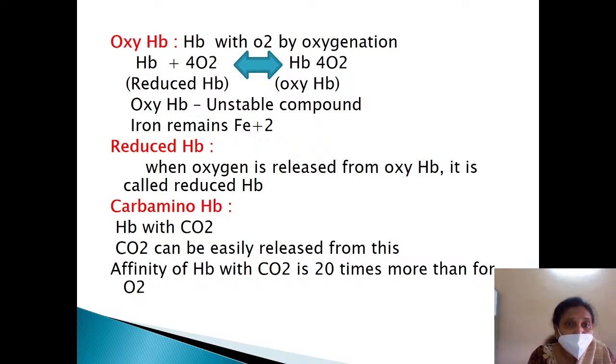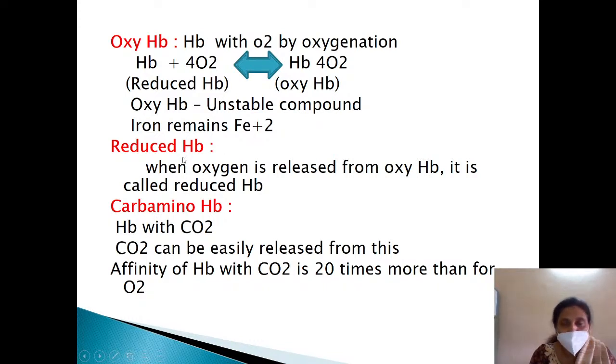Oxyhemoglobin is formed by the combination of hemoglobin with oxygen by oxygenation. One molecule of hemoglobin can combine with 4 molecules of oxygen to form oxyhemoglobin. Oxyhemoglobin is an unstable compound. It is converted back to reduced hemoglobin and iron remains in Fe+2 form.